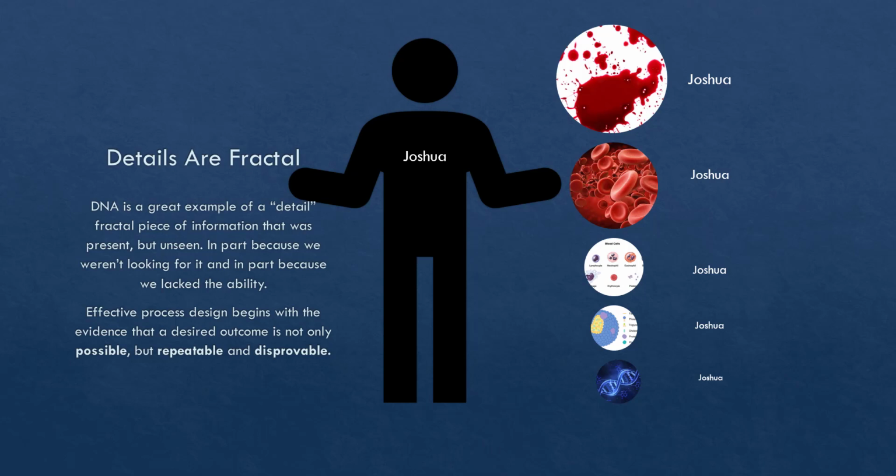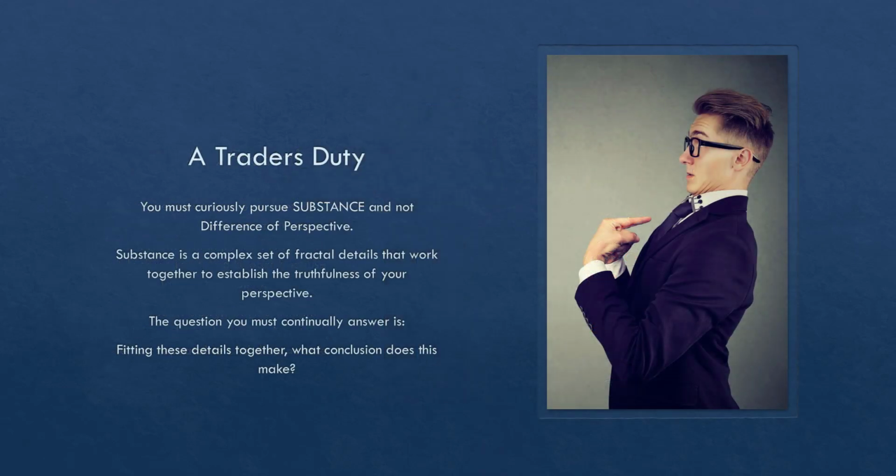The DNA is Joshua. Joshua is Joshua, but so are the enzymes, the cells, the blood, the humanity, and my person in the name of Joshua. This may sound like pointless meandering, but it's not. The proficiency you will have by understanding process design will be limited only by your willingness to curiously pursue substance, and the key to unlocking that substance is how the details work together to make the body, referring to the metaphor.